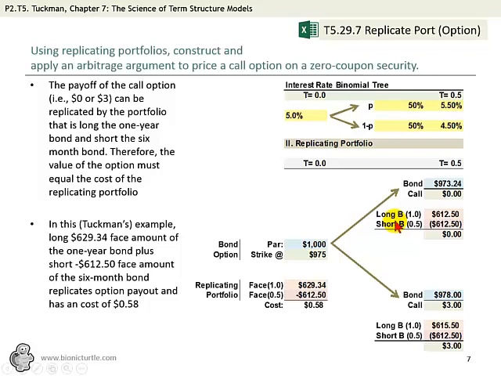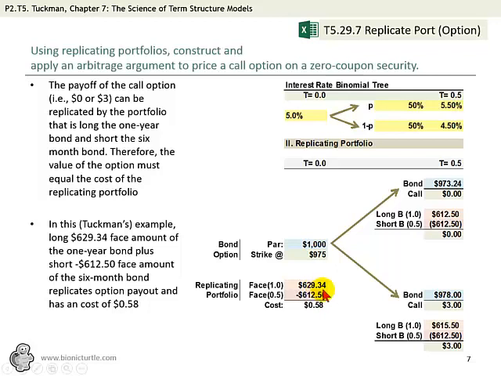And the answer is that we can, if our replicating portfolio consists of a long position in a 1-year bond and a short position in a 6-month bond. And so that's really just solving for two equations and two unknowns, and the solution to that formula is here, the replicating portfolio, and it says that if we go long the 1-year bond in a face amount of 629.34 and combined with short the 6-month bond in a face amount of 612.50, then notice what happens.